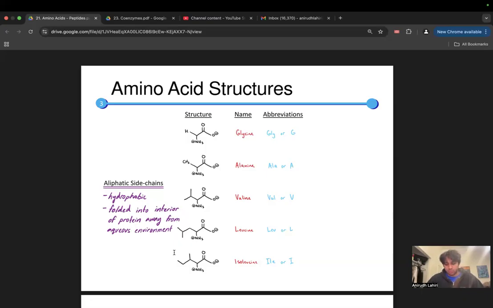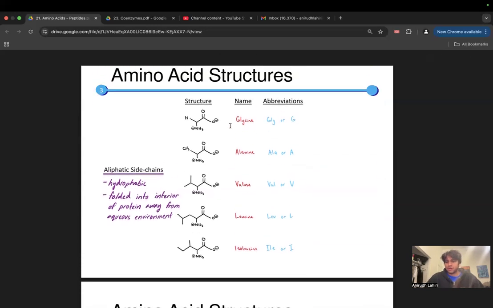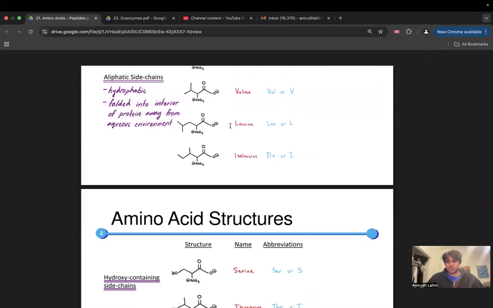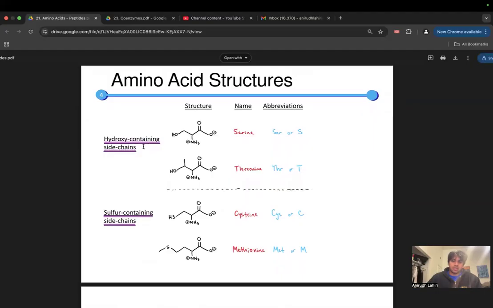This is the hydrophobic effect. This is just like dissolves like. It's not too important that you know the precise meanings and definitions as long as you understand the general concept of what's going on here. These are the names, these are the abbreviations. You have to memorize these. There's really no easy way to it. You just have to draw the structures a bunch of times until it kind of clicks, right? Okay, hydroxy-containing side chains, serine, threonine, sulfur-containing side chains, cysteine, methionine.